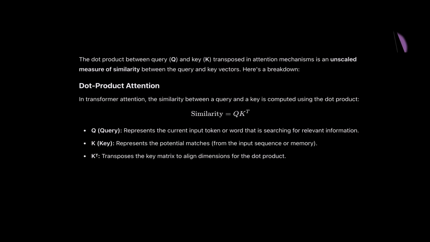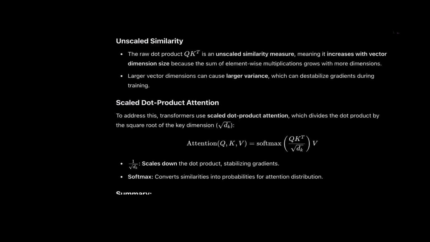When we multiply Q by K transpose, we're performing a matrix operation to calculate similarity scores between the query and all the keys. The transpose of K is required for this multiplication because the dimensions must align for a valid matrix product. The result of Q multiplied by K transpose gives us a raw similarity score that shows how closely each query relates to each key.